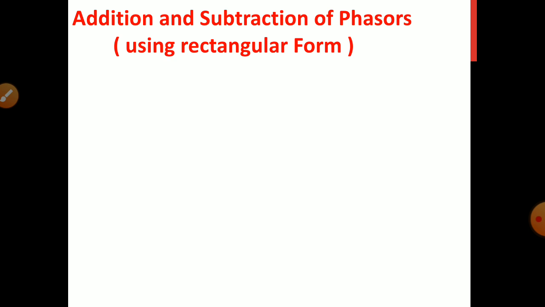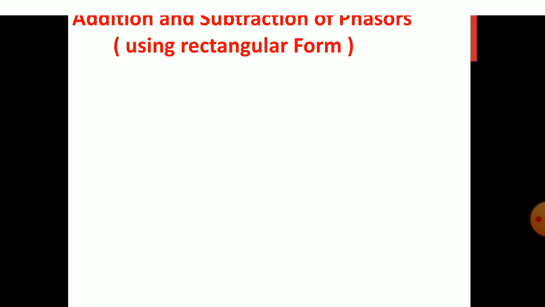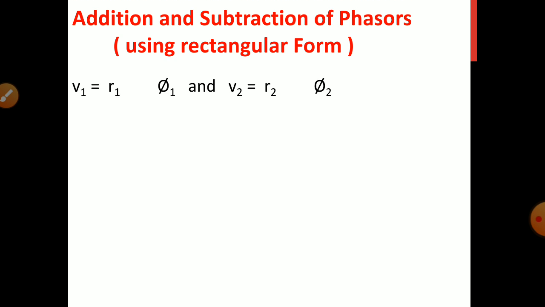Now why are we learning this rectangular and polar? Sometimes we need to add the phasors. So for addition we use the rectangular format, and for multiplication we use the polar format. So first of all we see the addition of two rectangular formats. Let us say two signals are there, V1 and V2. They could be represented in polar form as R1 angle phi 1 and R2 angle phi 2.